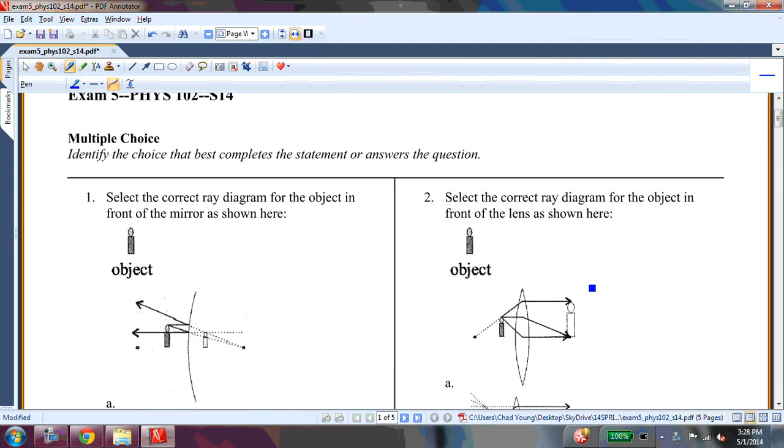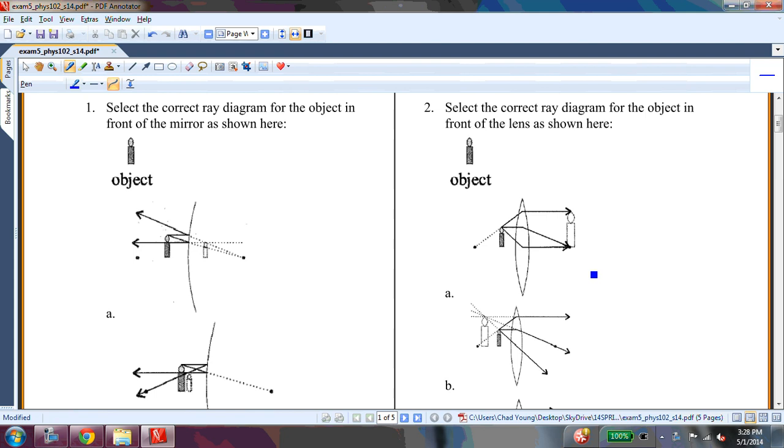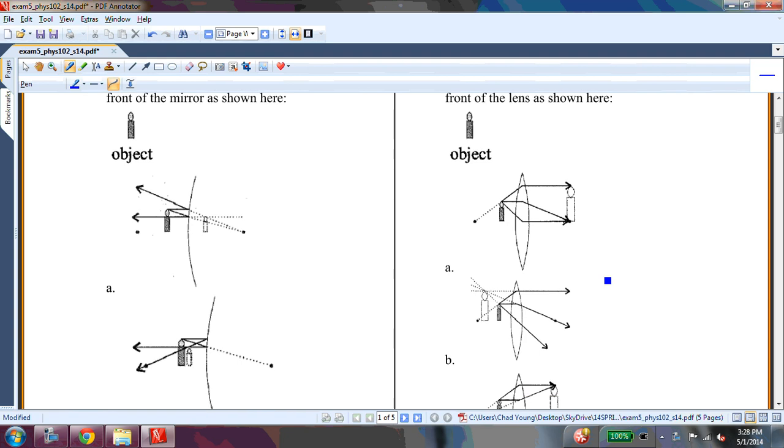Okay, this is exam 5 for physics 102. Here you're just supposed to select the correct ray diagram. This is a convex mirror. Let's just go through each one. For A, the first ray goes parallel to the axis and then goes out. It's diverging, but such that it goes back to the focal point. So that one checks out okay.